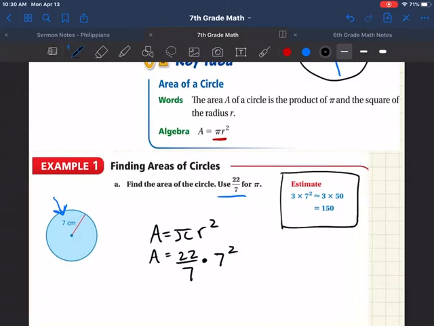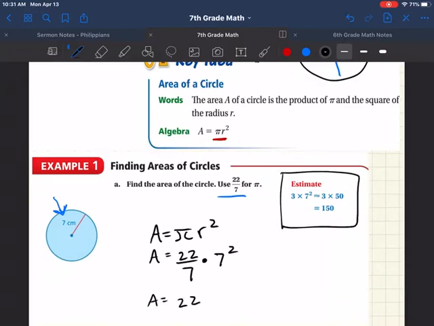Now I should have probably led with this. What they want you to do is estimate, and this is a good idea, so then you don't accidentally mess up by calling this 14, okay? So if 7 squared is 7 times 7, which is 49, 49 is about 50, right? And then 3 times 50 gives me about 150. So if you want to think about what this could be equal to before you start, it will help you make sure that you didn't make a silly mistake.